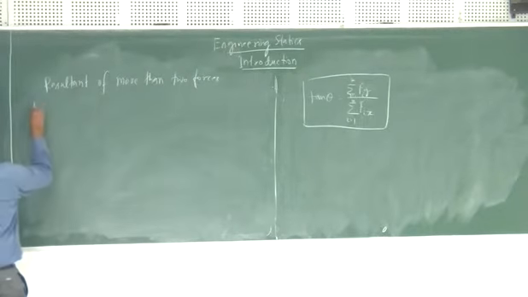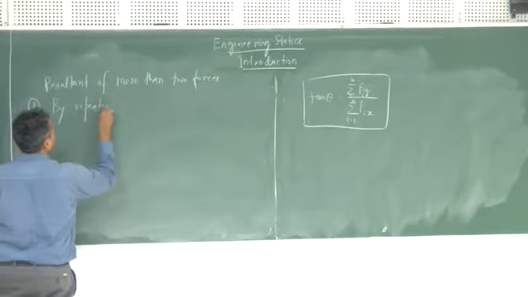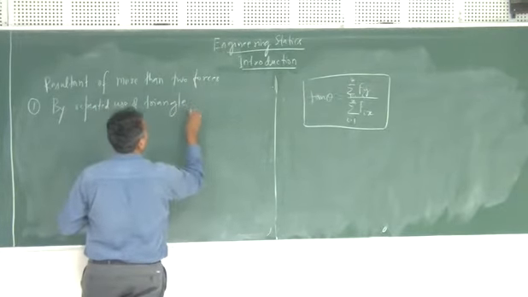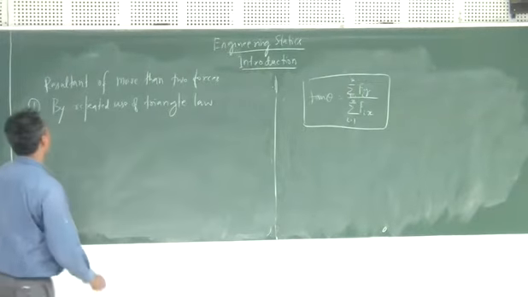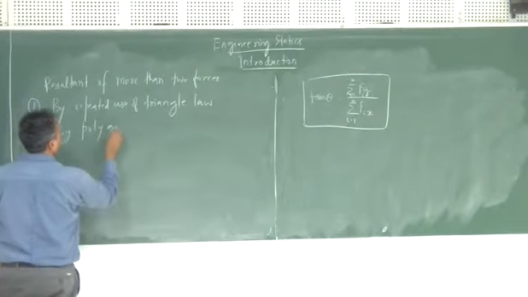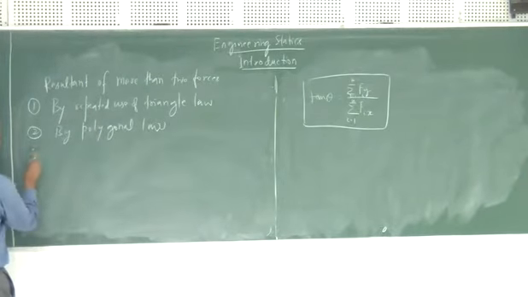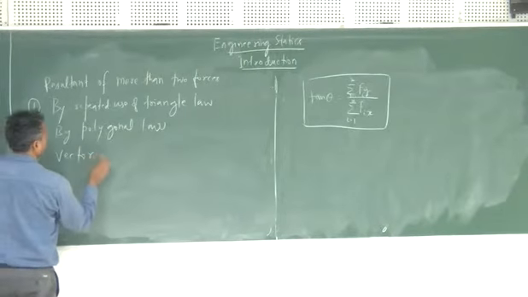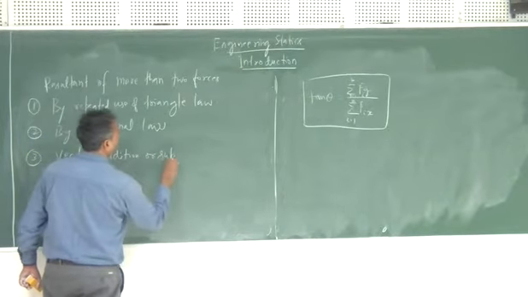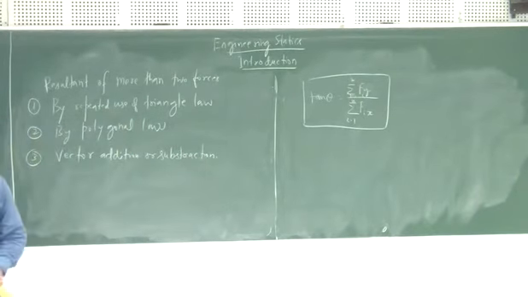So the first one is repeated use of the triangular law, the second one is by the polygonal law, and the third one is basically by vector addition or subtraction.